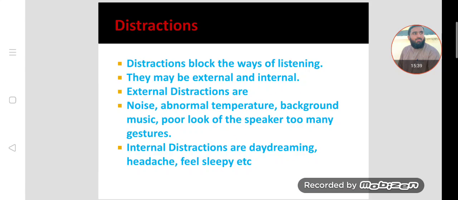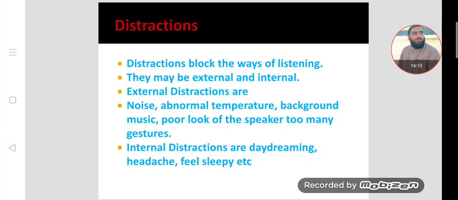Distractions. Yes, we have also discussed that distractions block the ways of listening. These are the factors which hinder listening. They may be external or internal. For example, external distractions are noise, abnormal temperature, background music, poor look of the speaker, too many gestures. Yes, these all are external distractions.